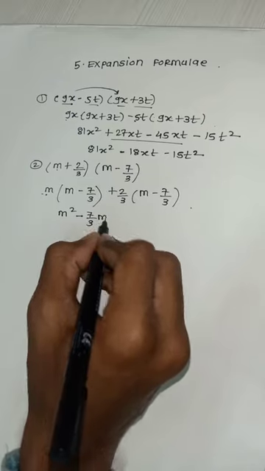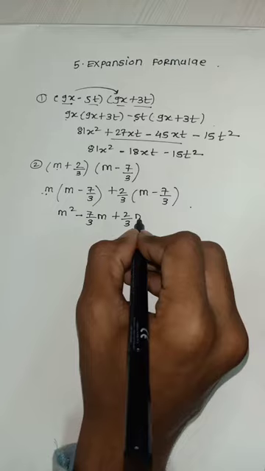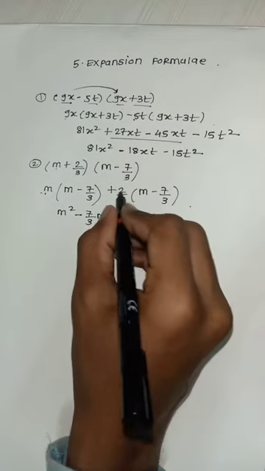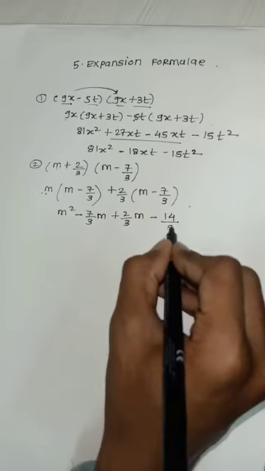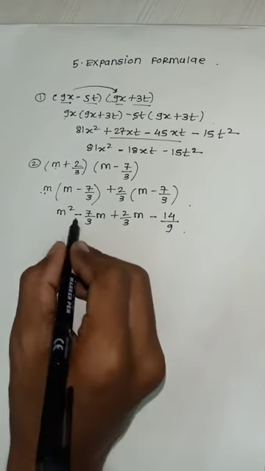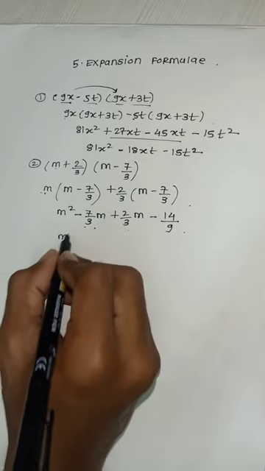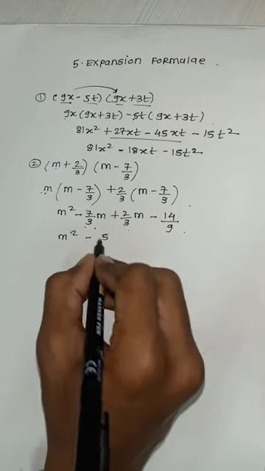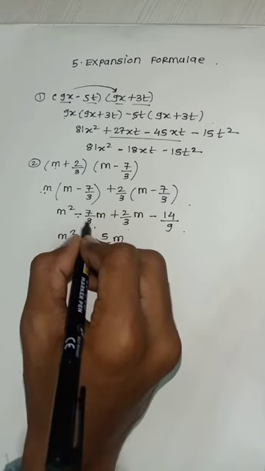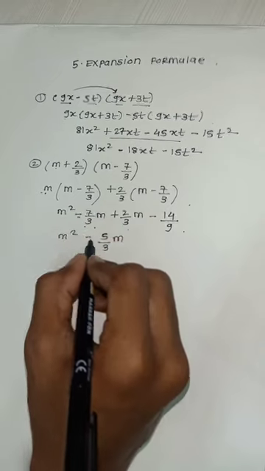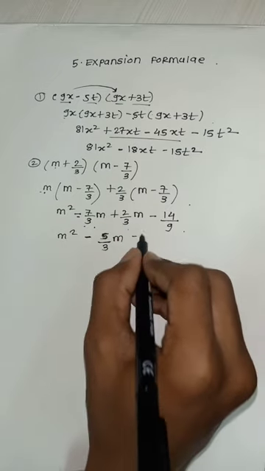m into m is m square. Minus, multiply this m with this 7 by 3, we get 7 by 3 m, plus 2 by 3 m. Plus into minus is minus, 2 into 7, that is 14, 3 into 3, 9. Now subtract this 7 by 3 and 2 by 3, we get 5 by 3 m. Minus, because 7 by 3 is bigger than 2 by 3, therefore minus sign here, and minus 5 by 3 m minus 14 by 9.